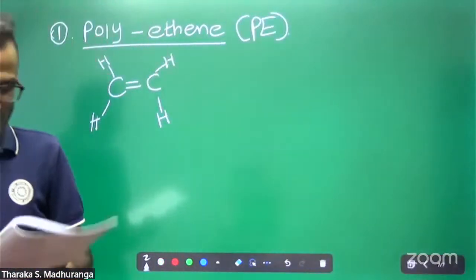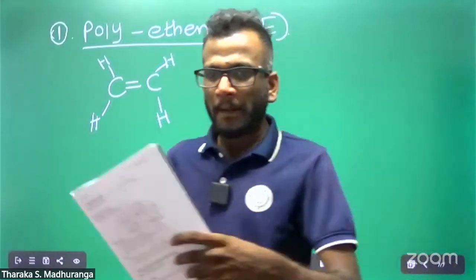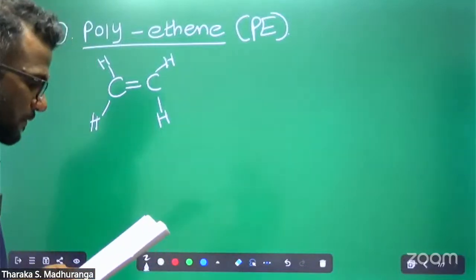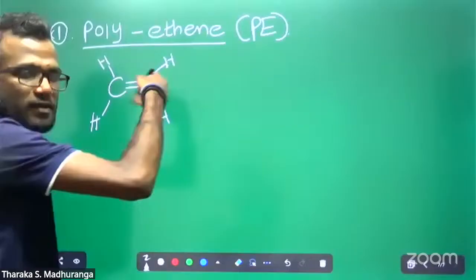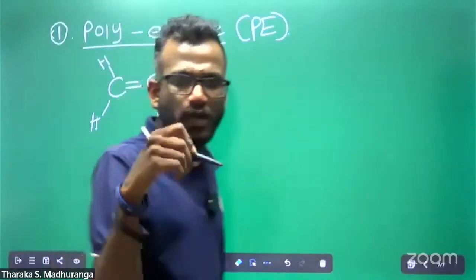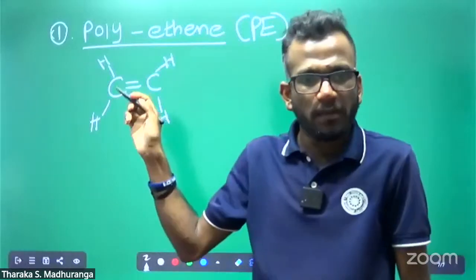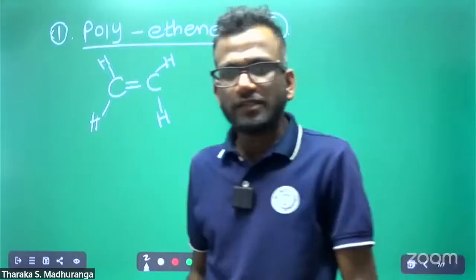Okay, sorry. Okay, now this is the ethene. 2 carbon, 4 hydrogen, and between the 2 carbons there is a double bond.